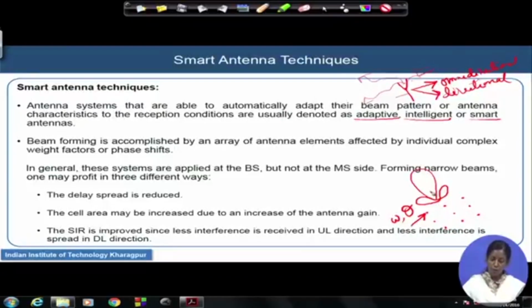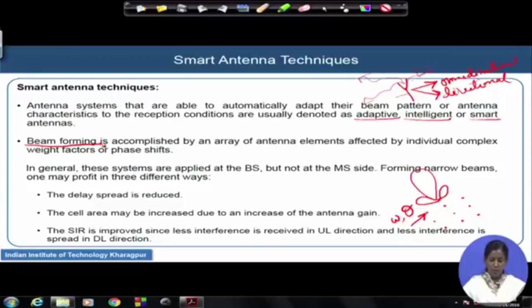So, when I say that you are changing the beam pattern, you are basically changing the weight vectors and the phase values of the antenna array to give a typical shape to this beam, and even changing the direction of this beam. The whole process of changing the beam pattern as well as the direction of the beams is called beamforming.